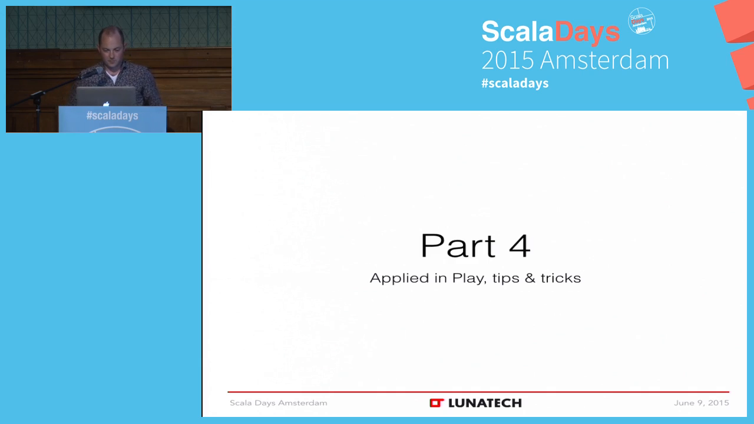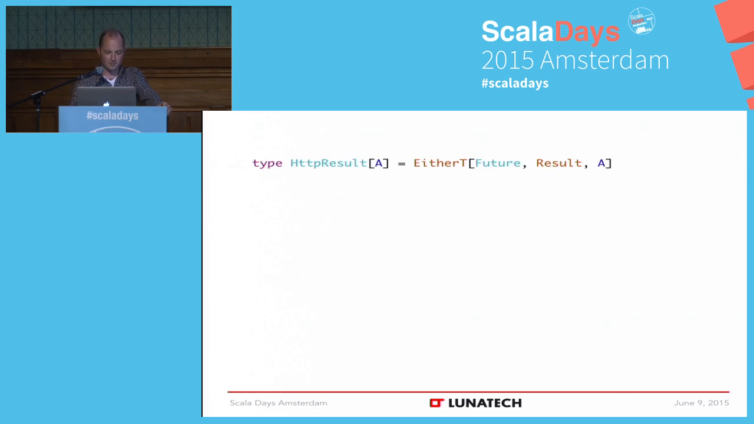So, part 4, let's apply this in the Play framework and see some tips and tricks if you're working with these for comprehensions with monad transformers. From my experience, this is a very, very useful structure in a Play application. This is a future with an either inside. The left side is a result, and the right side is the value that you're working with. In Play, a result means an HTTP result.